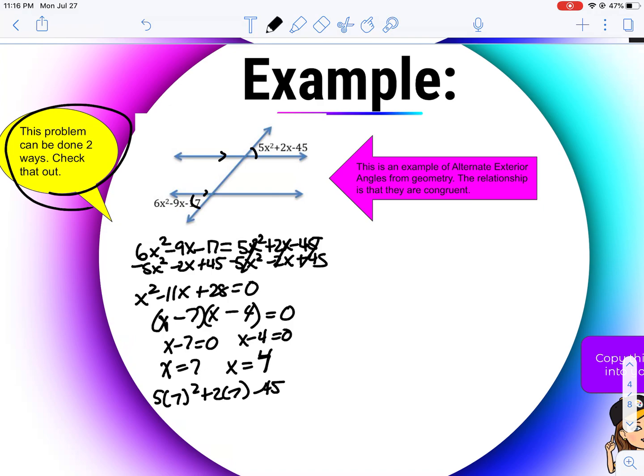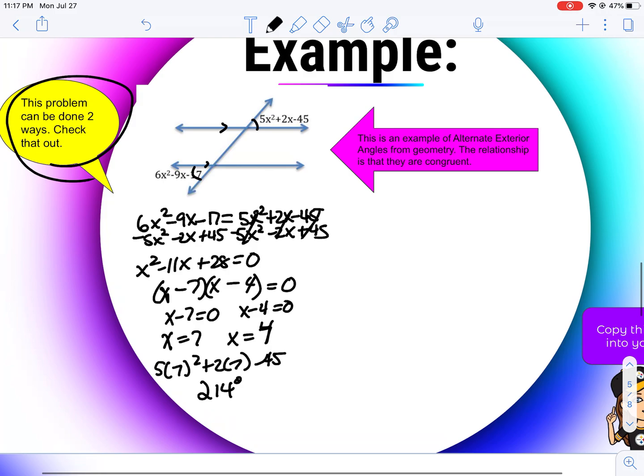We know angles are bounded. Well, for what we do in geometry, they have to be between 0 and 180 degrees. So this one works out to be 214 degrees. So that's too big for that angle. So let's try it with the other version. Let's do it with the 4. So 7, even though it's an answer, is not a valid answer.